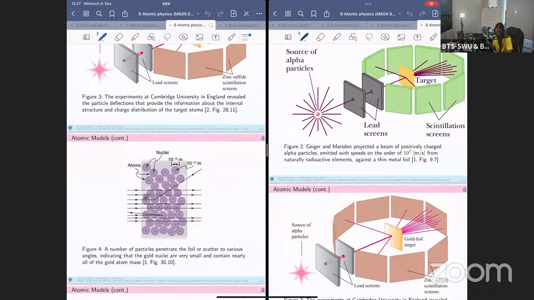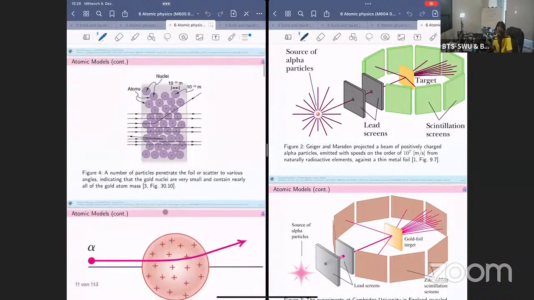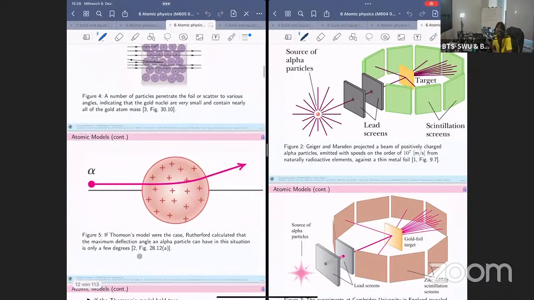Because once the helium or alpha particle hits the nucleus, it can have a big deviation angle. They believed that these points should be very heavy, should hold a large amount of mass of the whole atom, right? So yeah, they just made the analysis like that.